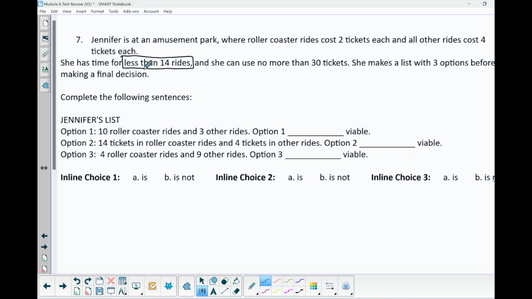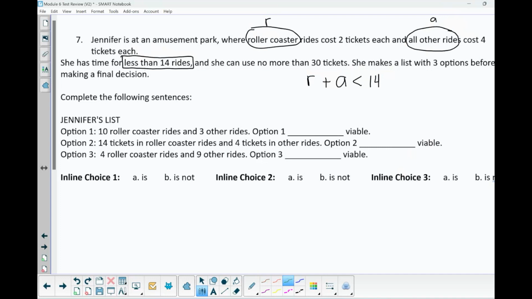So the first thing we know about Jennifer, her first dilemma, is that she has to have less than 14 rides. So there are 2 types of rides here. We've got our roller coasters, which we're going to use R for, and all of our other rides, which we're going to use A for. So her roller coasters plus all of the other rides should be less than 14.